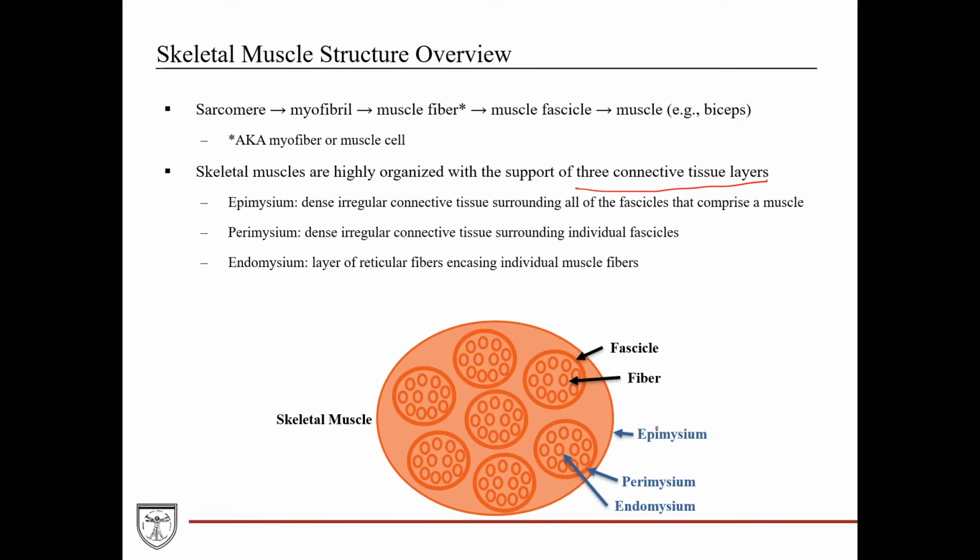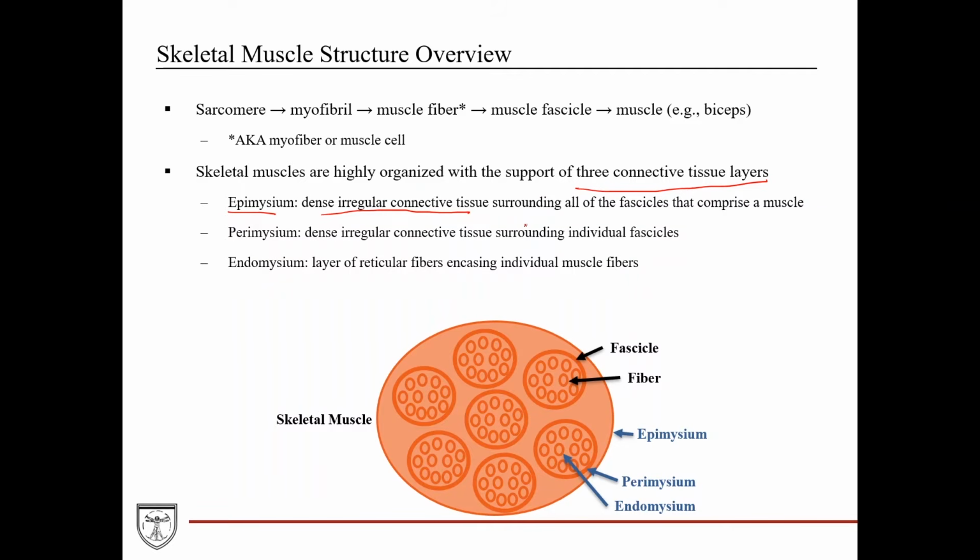The other thing that helps with the organization of skeletal muscles is the support of 3 connective tissue layers, and we've outlined these here in blue in this diagram. So you have the epimysium, which is dense, irregular connective tissue. Sometimes this can be a test question. You can get a slide or a diagram like this, and they'll point to the epimysium, or they'll reference the epimysium, and they'll ask you what type of tissue it is. So be aware of that. It's important to know what type of tissues they are.